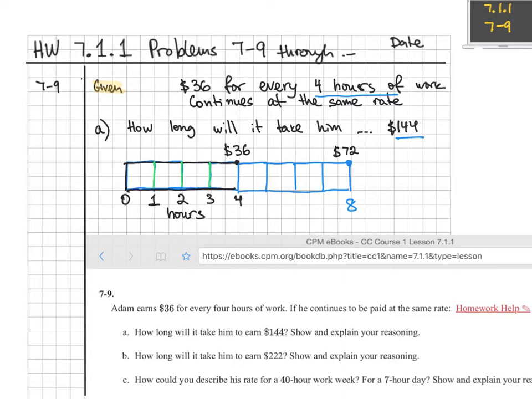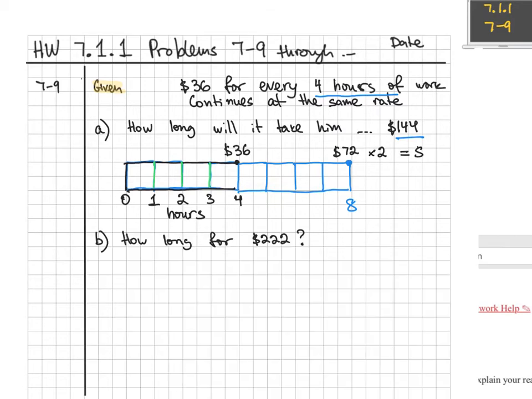And now I want to make a connection. So do I continue drawing? If I don't have space, I'll continue on the bottom, but I'm making a connection right now. My observation is that 72 and 144 are related. So if I double that, then I will get that information. So perhaps my strategy right now is, now I see the pattern in my picture, I can rewrite it differently. So I'm going to write the given ratio first. So I have $36 for every 4 hours of work.